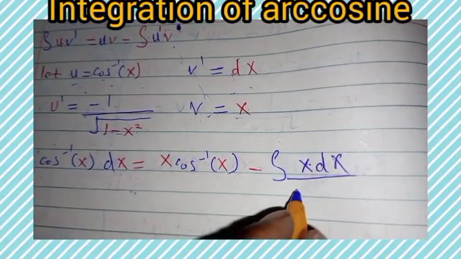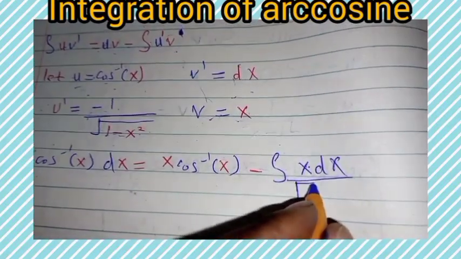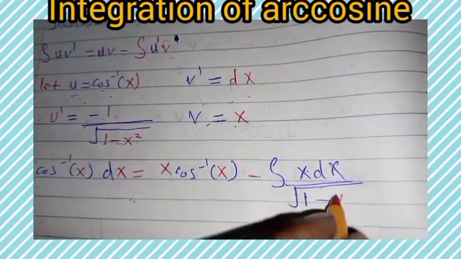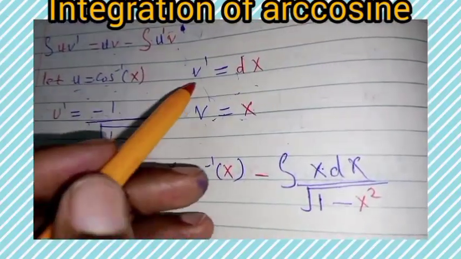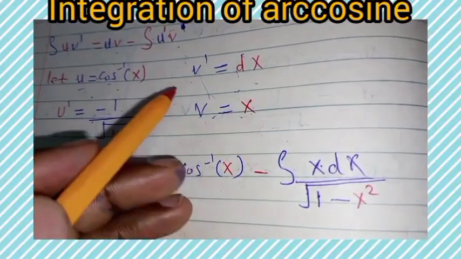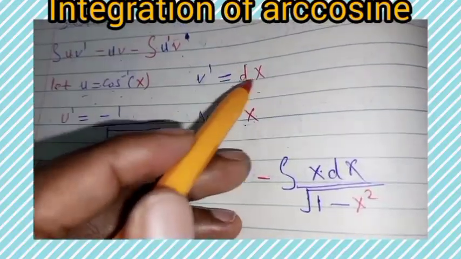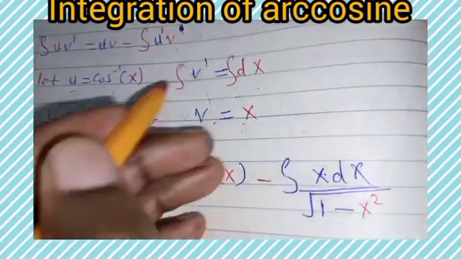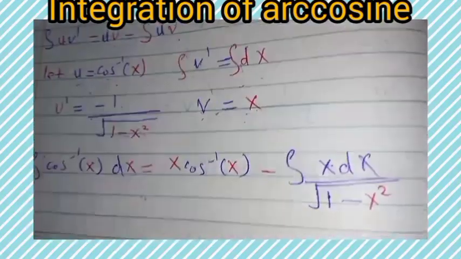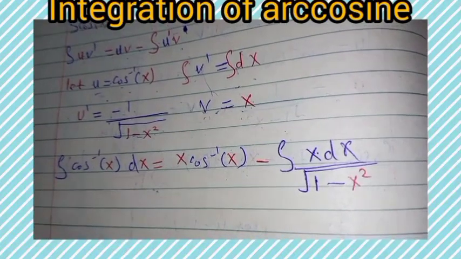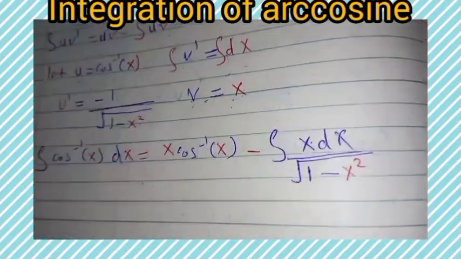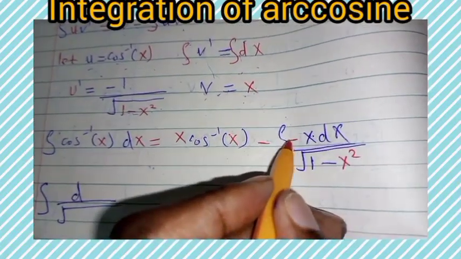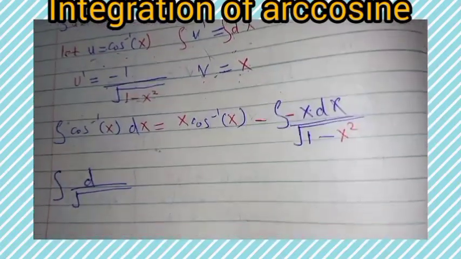So this is a square root of 1 minus x squared. Now v prime is dx, so how are we obtaining x here? The integral of v prime is v, the integral of dx is x, taking the integral on both sides. So the focus now is to integrate this part here. Remember, when you are substituting, there is that negative there.